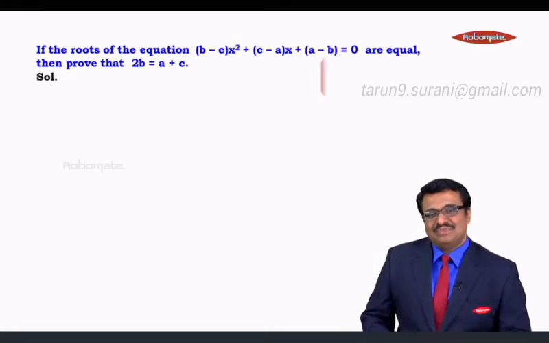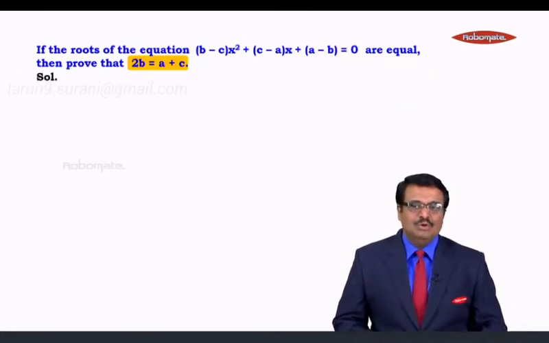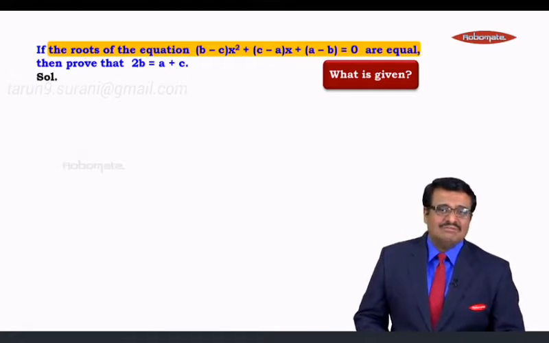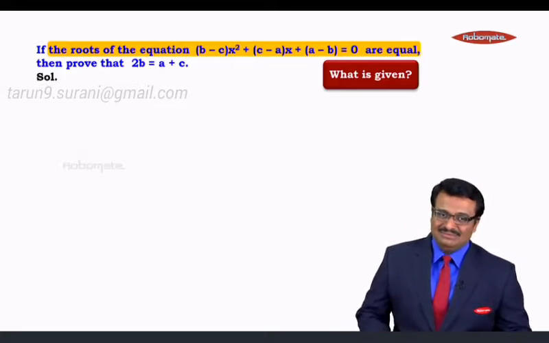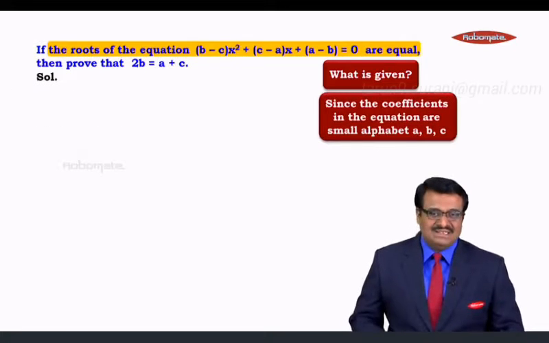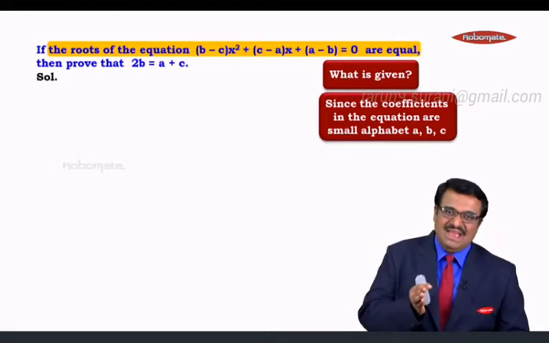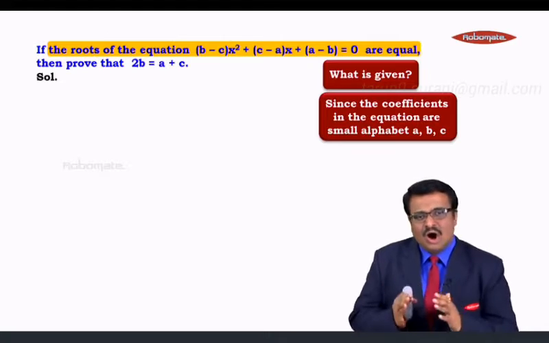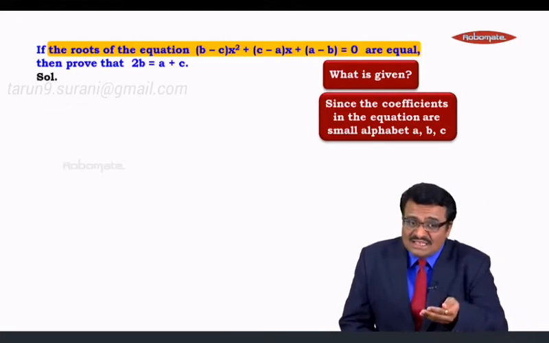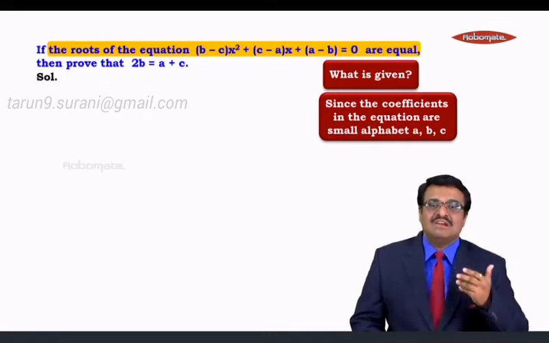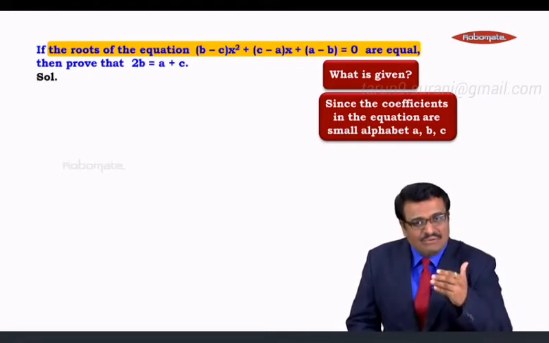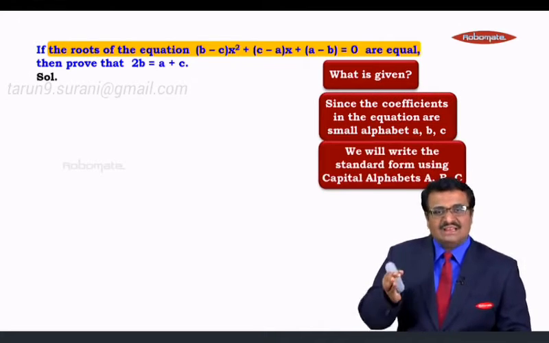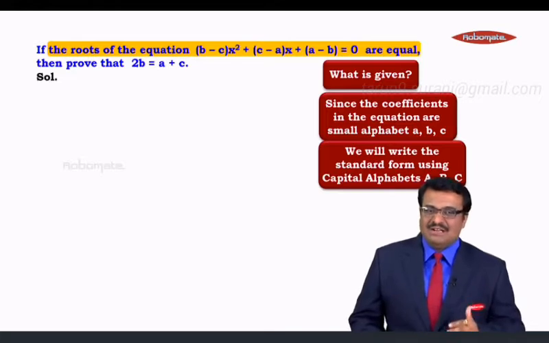Right? Now, what do we need to prove? We need to prove 2b equals a plus c. And for that, what is given? The roots of this equation are equal. Since the coefficients are in small letters a, b and c, can you see that the coefficient of x square, the coefficient of x and the constant term are all in small a, b and c? Now if we write the standard form also in small a, b and c, there will be confusion. So since the coefficients have small letters, we will use capital letters for the standard form: capital A, capital B and capital C.